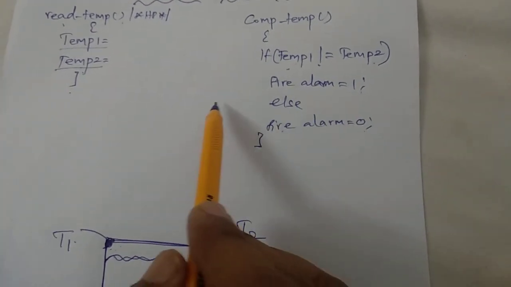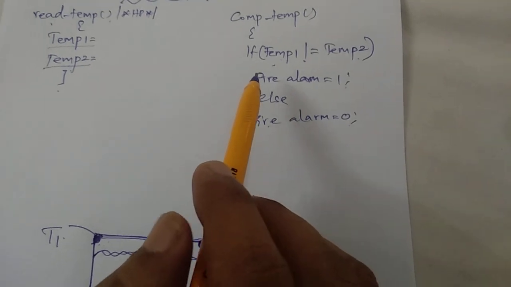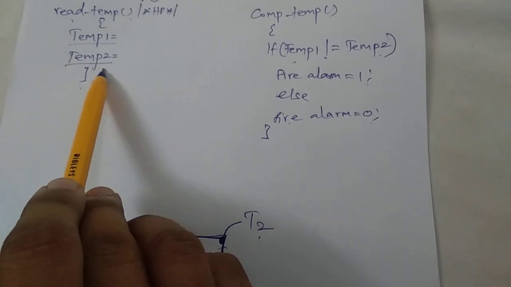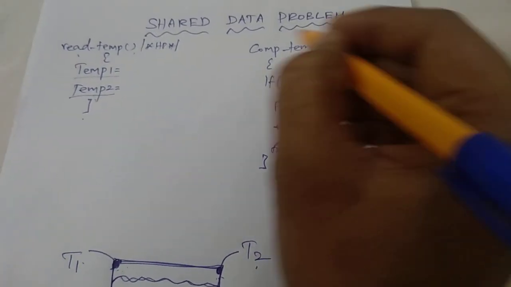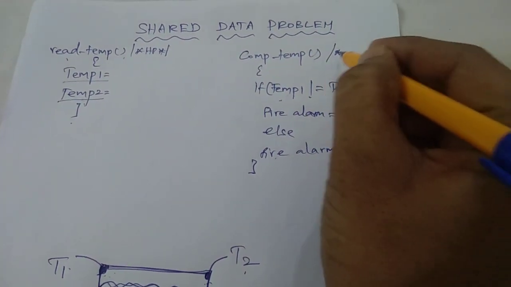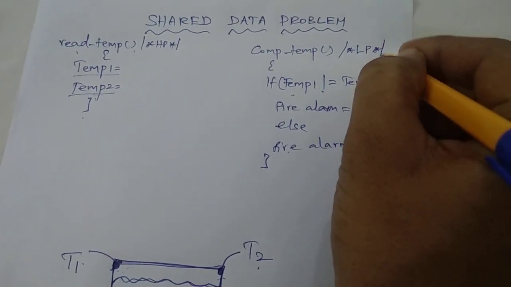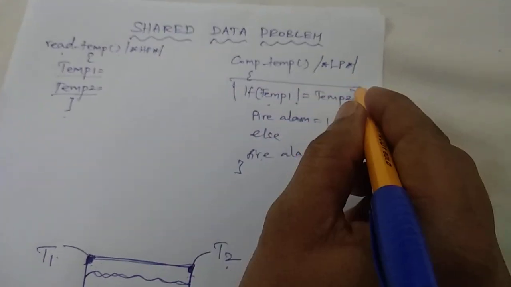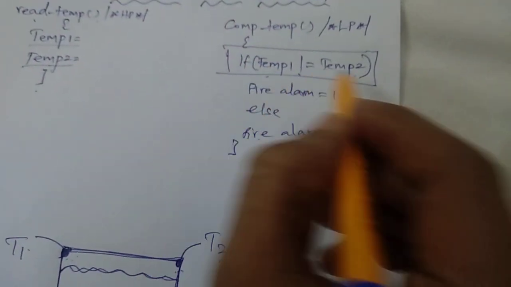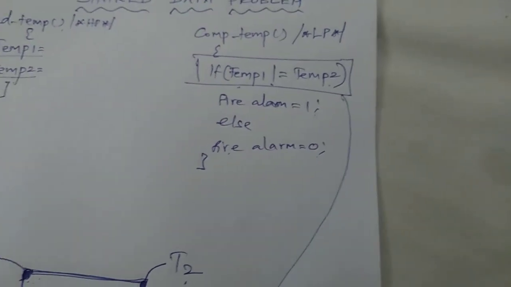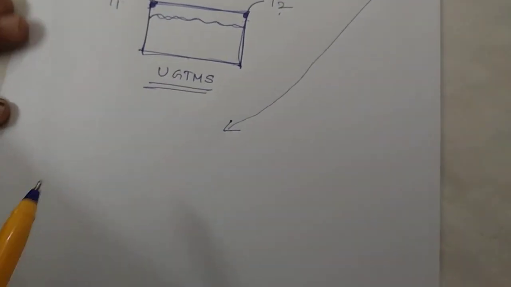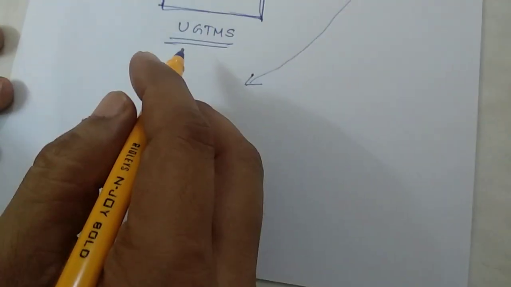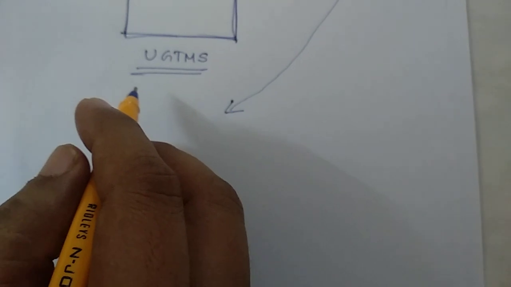In these functions, there is a possibility of a shared data problem. Why? Because the temperature data temp1 and temp2 are shared between the read temperature function and the compare temperature function. Read temperature has the highest priority and compare temperature has the lowest priority. Even though this C program looks like a single line of code, when it is converted into an assembly language program by the cross compiler, things change.